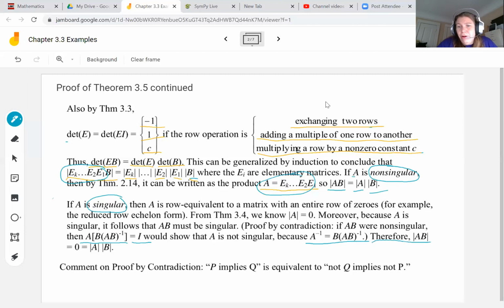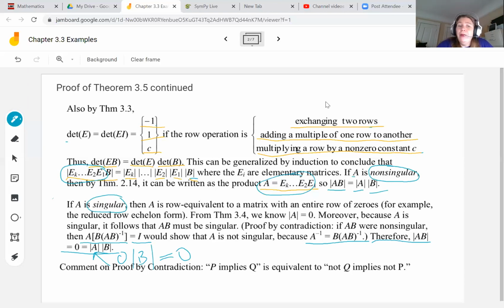Therefore, the determinant of the product AB is 0, and that equals the determinant of A times the determinant of B, because we know the determinant of A is 0. So this is 0 times the determinant of B, which is going to equal 0.